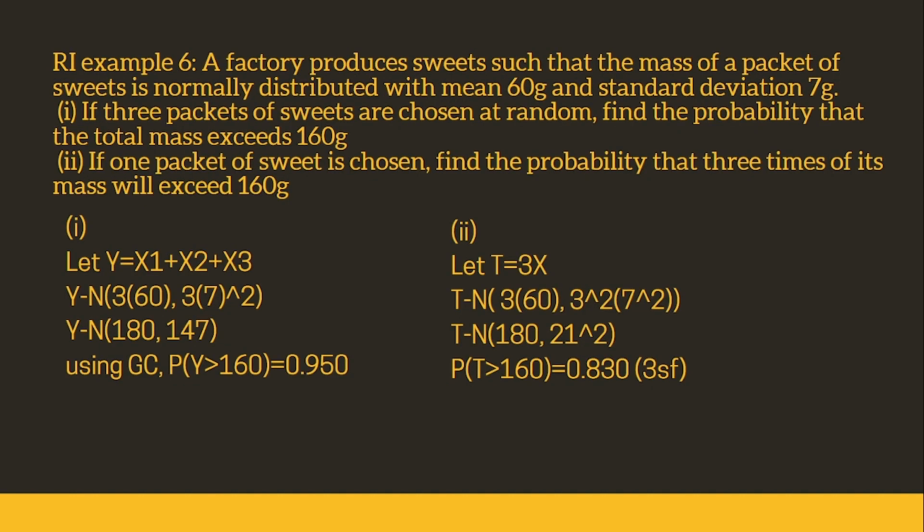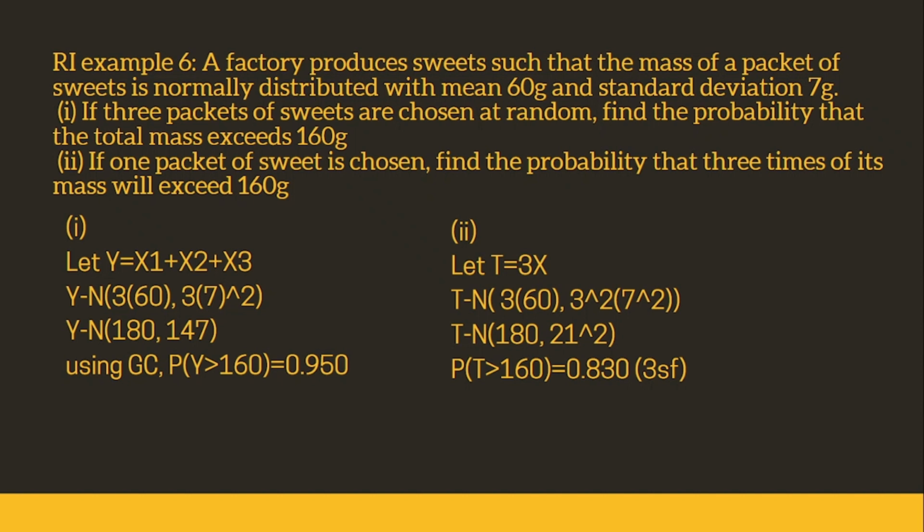So for example, we have a factory producing sweets, such that the mass of a packet of sweets is normally distributed with mean 60 and standard deviation 7. Find the probability that if 3 sweet packets are chosen at random, the total mass exceeds 160. Then another question: if one packet of sweets is chosen, find the probability that 3 times its mass will exceed 160 grams.